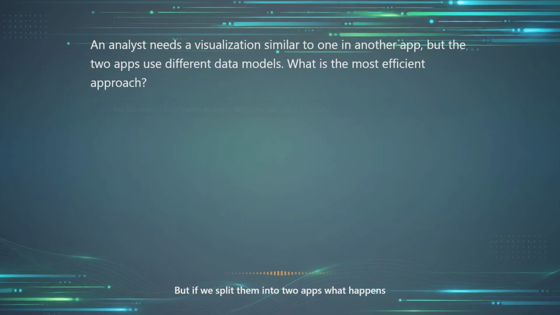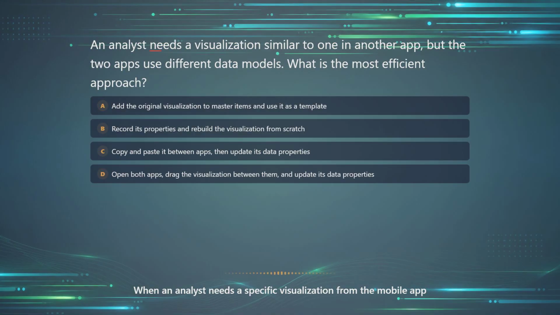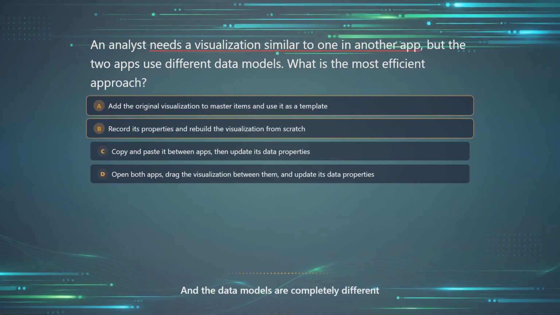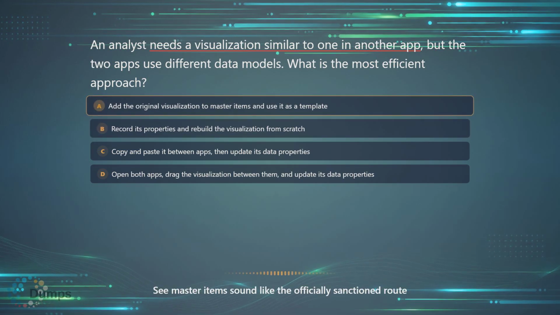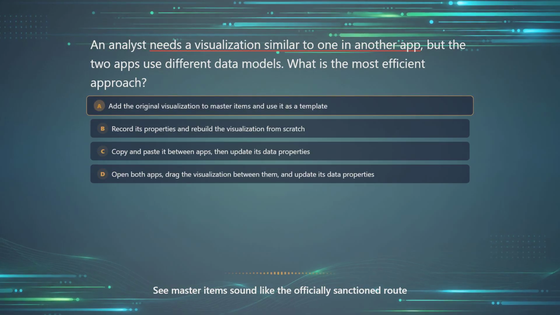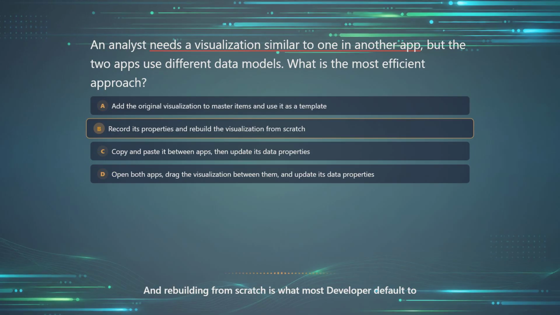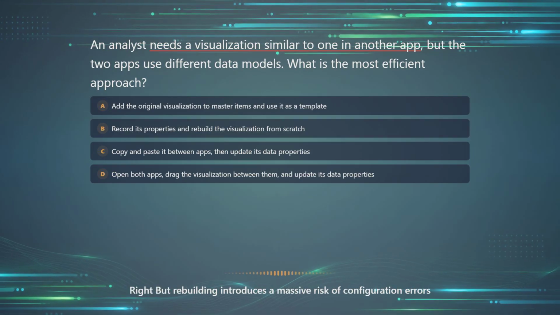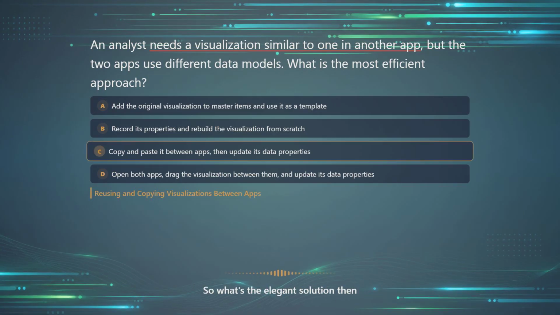Exactly. But if we split them into two apps, what happens when an analyst needs a specific visualization for the mobile app and the data models are completely different? That happens a lot. Do we have to bite the bullet and rebuild it from scratch, or could we use master items? Master items sound like the officially sanctioned route, so people guess that. And rebuilding from scratch is what most developers default to. But rebuilding introduces a massive risk of configuration errors. So what's the elegant solution then?